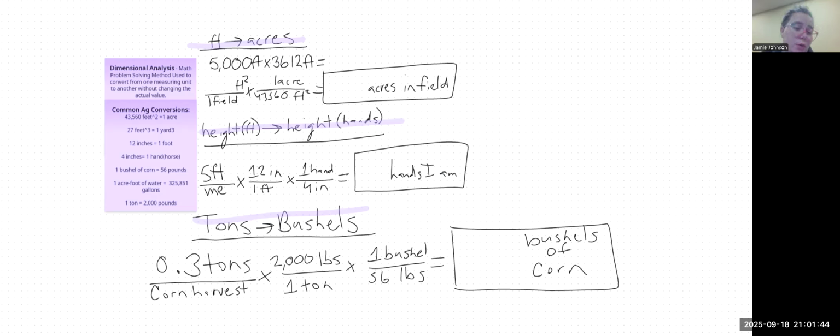You can also do measurements for weight. So 1 ton is 2,000 pounds here in the US. You can convert from metric over to standard, or imperial, measurements.